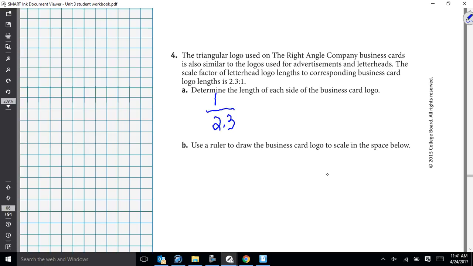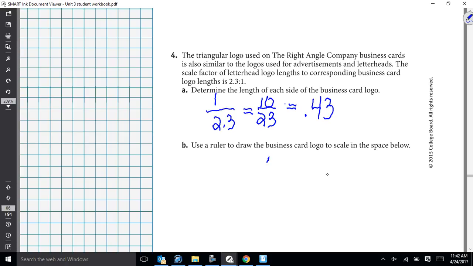It goes up to 10 over 23. All right, so this is 10 over 23. We don't mix in math. We don't combine fractions and decimals. So we can write it as a fraction, 10 over 23. Or Garrett, what did you say the decimal was? 0.43. All right, we multiply by the decimal scale factor. All right, use a ruler to draw the business card located to scale in the space below.